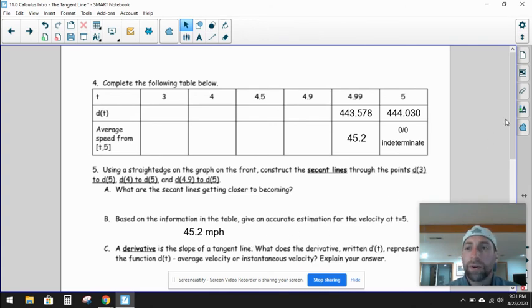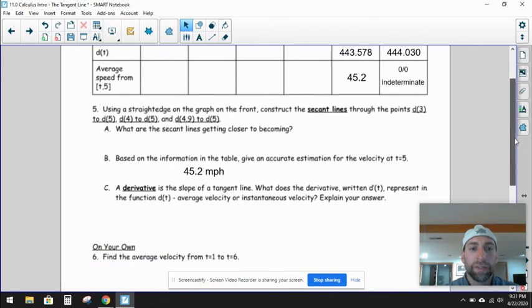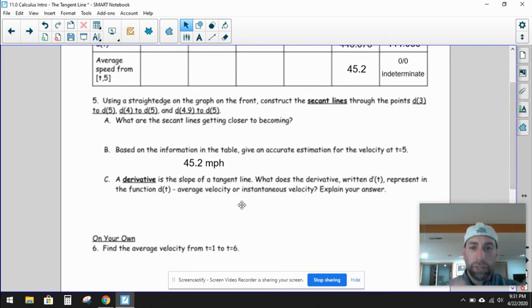Okay. Now, part C says a derivative is the slope of a tangent line. We just covered that. All right. What does the derivative, which is written d derivative of t, or d prime of t, that's a new concept to you. That means the derivative of the function. Okay, that little prime, it's like an apostrophe, is what we use. All right, but we say d prime, or d derivative. Okay, so d prime is more common.